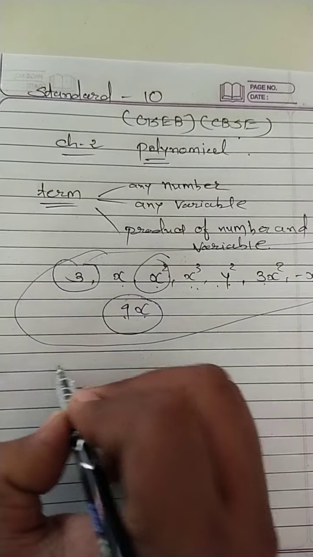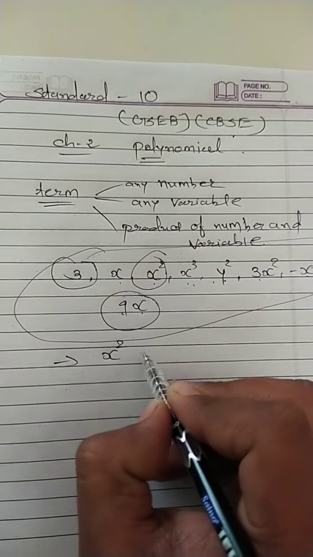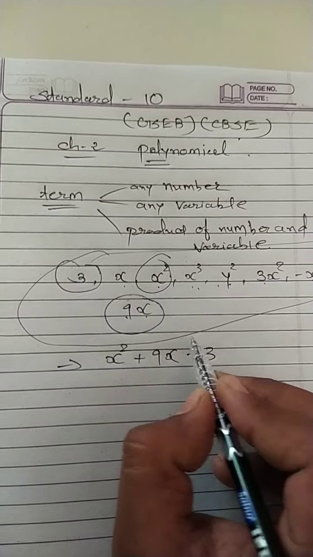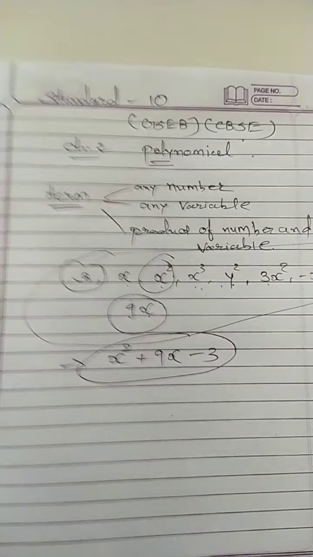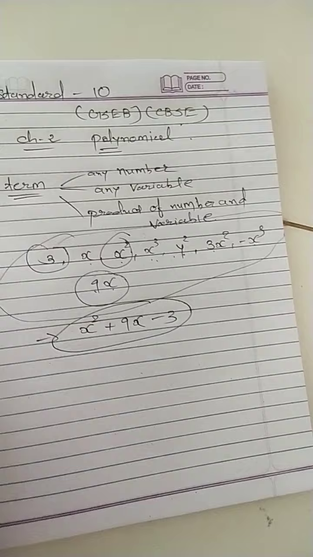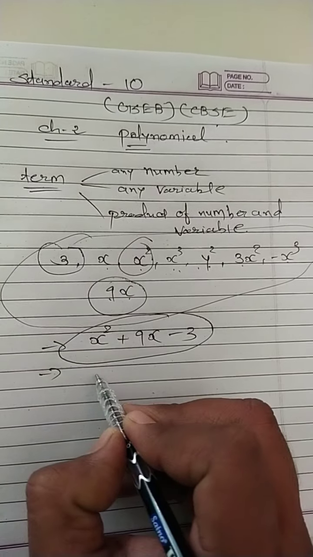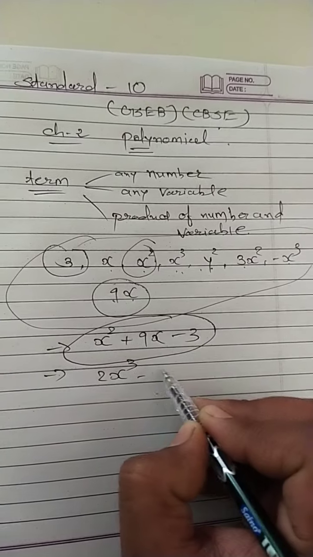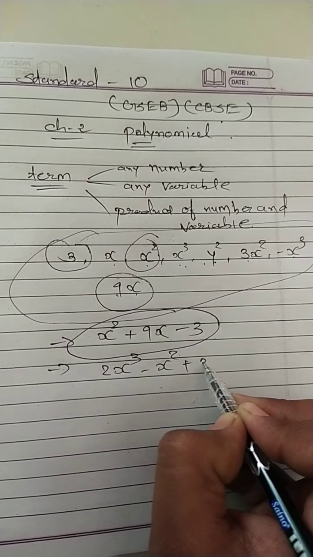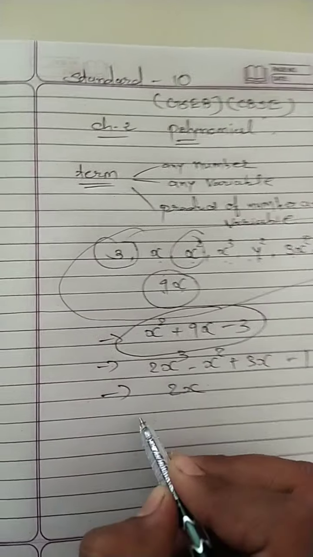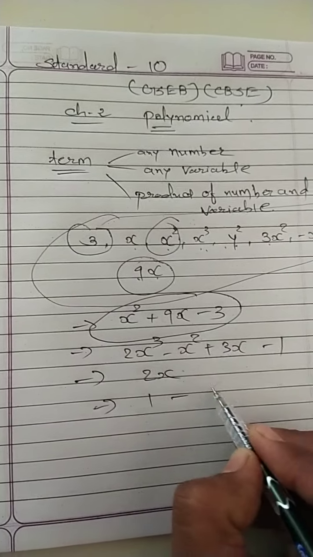So it is a polynomial, that x square plus 9x minus 3. It is a polynomial. Here x square plus 9x minus 3 is a polynomial, or I can write 2x cube minus x square plus 3x minus 1, it is a polynomial. Only 2x is a polynomial. Suppose I am writing 1 minus 3x square, it is a polynomial.